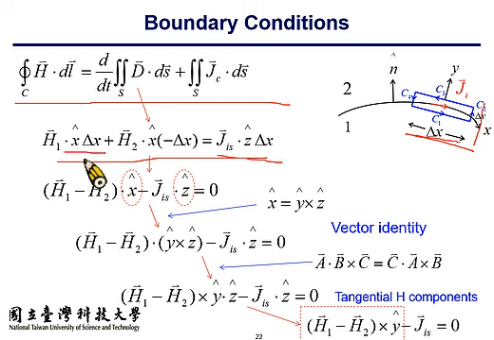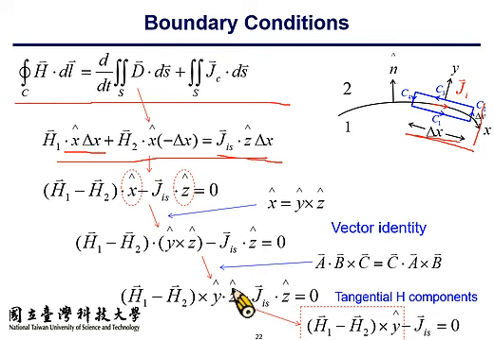And if you remove the delta x, the length of the rectangle, you end up with this: (H1 minus H2), the difference between the magnetic field intensity across the interface, dot x equals J_is·z. And x can be replaced with the cross product of y cross z. So by doing this, the equation can be further simplified.